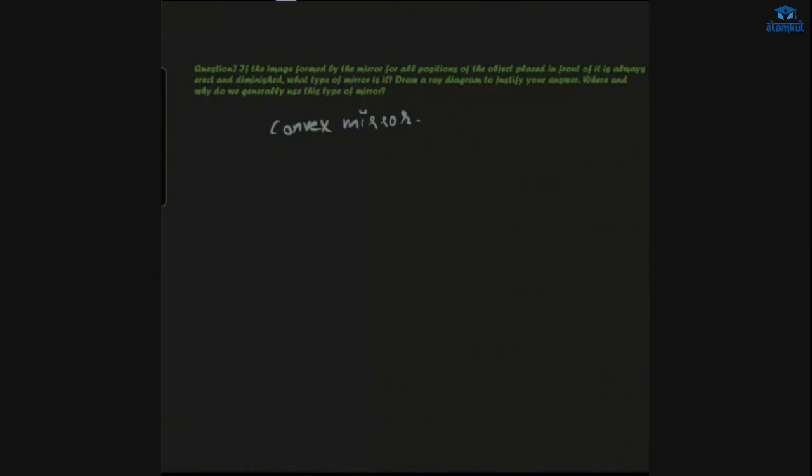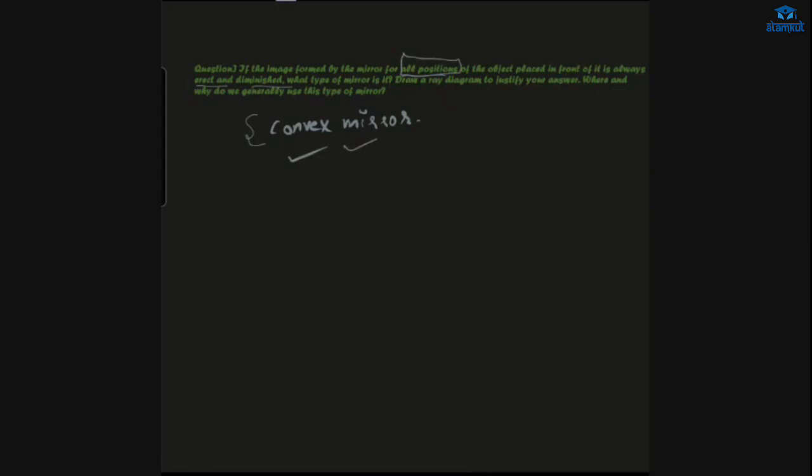Because any questions related to this can come in many ways. Fine. I'm discussing some of the ways which usually come in board exams. So, if the images formed by the mirror for all positions of the object placed in front of it are always erect and diminished, fine, what type of mirror is it? Obviously a convex mirror.